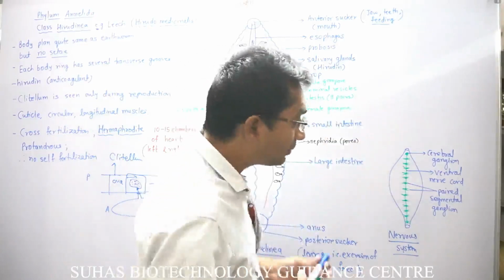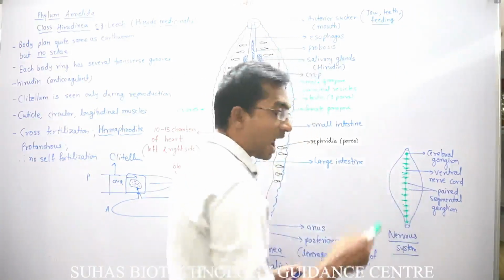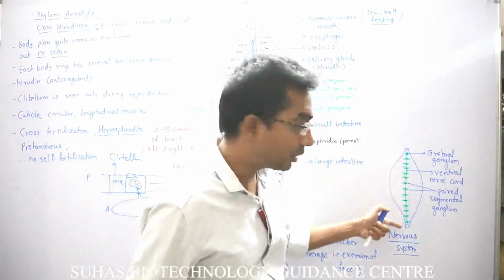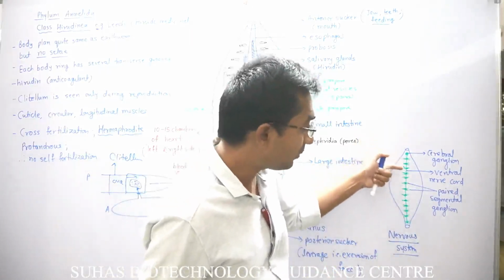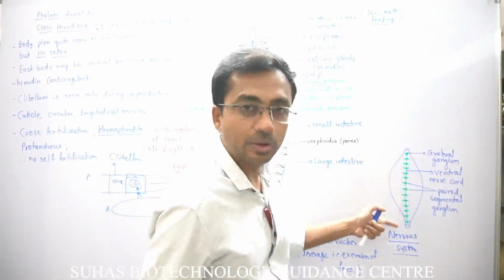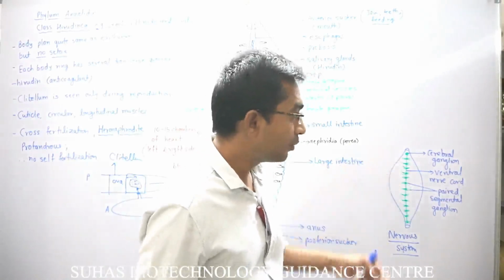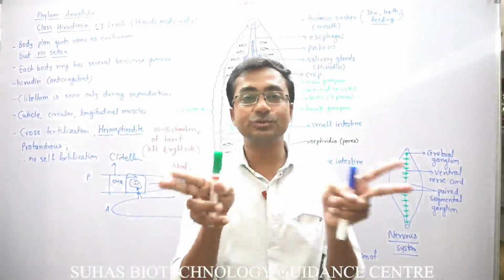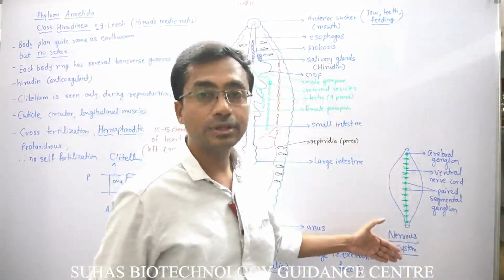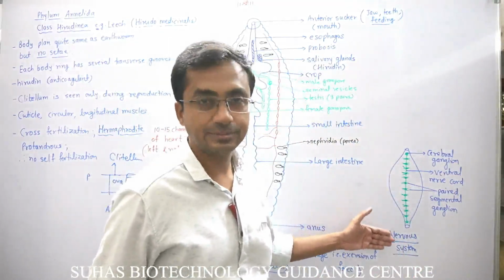And from that a ventral nerve cord will originate, and this nerve cord will run longitudinally along their body with many such paired segmented ganglions. So many ganglions are present throughout their body with many segments, and thus they have a very good control on their body. This is about their nervous system.